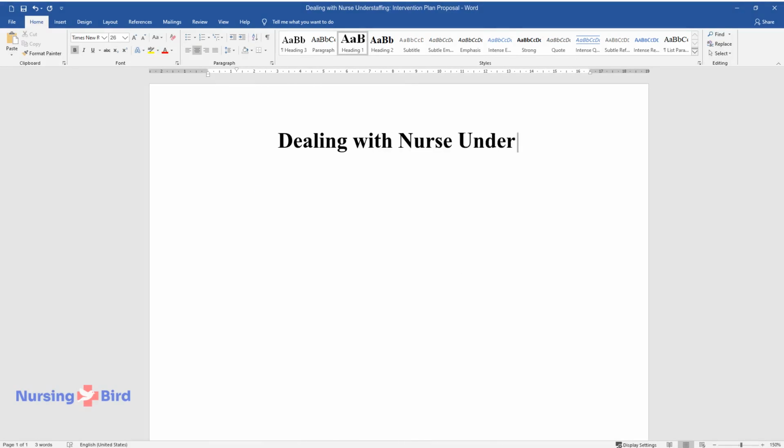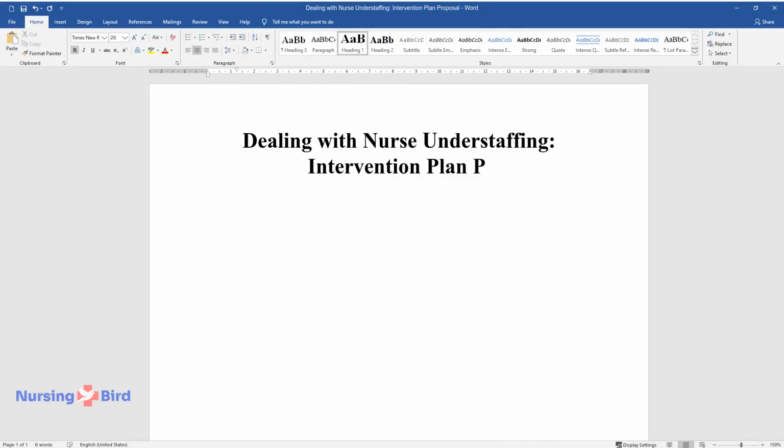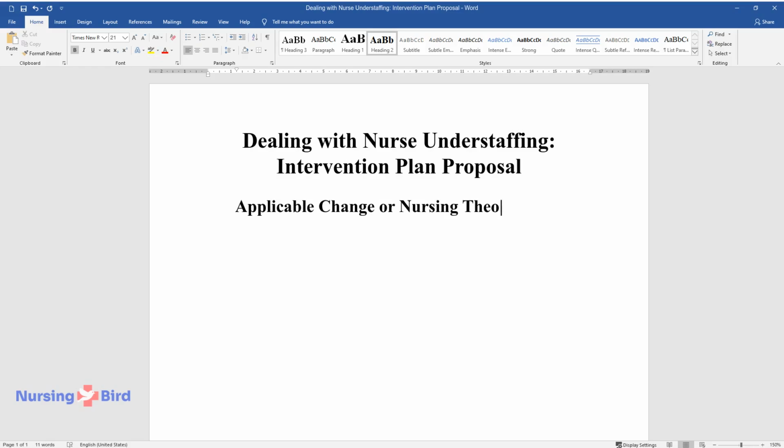Dealing with nurse understaffing, intervention plan proposal. Applicable change or nursing theory utilized. The quality, mortality, and general conditions of patients are closely related to the performance of staff.